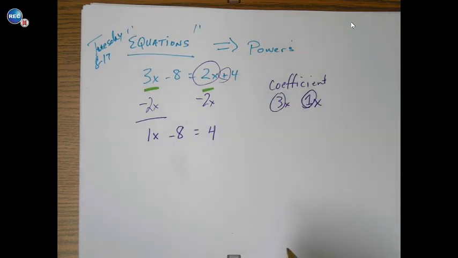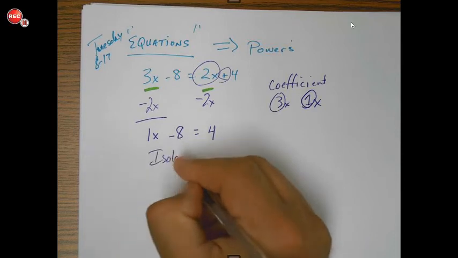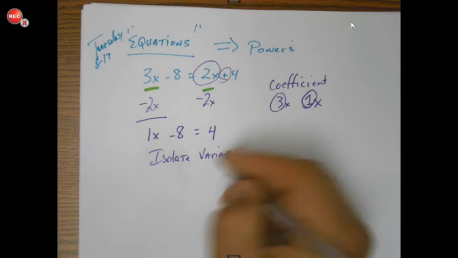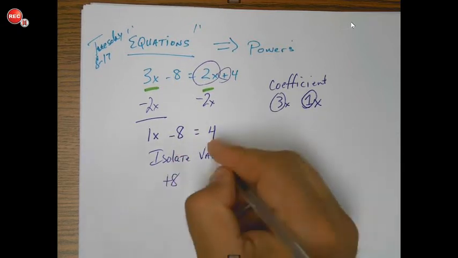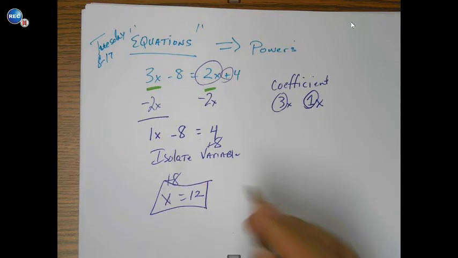All right, and so here we have it. Now we're trying to isolate the variable at this point. Isolate the variable. Whatever they're doing, we have to undo. They're subtracting 8, so I'm going to add 8. Whatever I do to one side, I have to do to the other, and I end up with x equals 12. That was a pretty simple one.